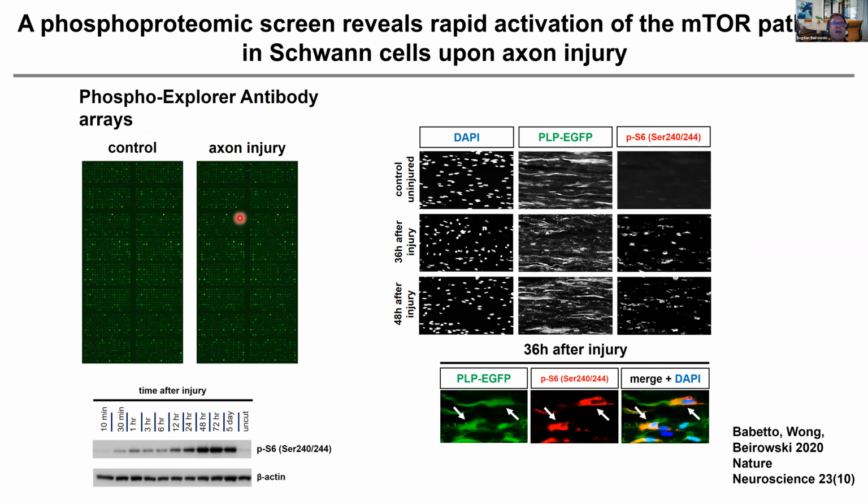What we found is very fast activation of the mTOR pathway in Schwann cells. Here you see a Western blot. Phospho-S6 is a widely used readout for mTOR activity in cells. And mTOR activity is already induced 30 minutes after injury. And this really happens in Schwann cells. This is the same immunofluorescence approach that you've seen before with these glycolytic enzymes. 36 hours after injury, before the axons degenerate, you see dramatically increased phospho-S6 staining in Schwann cells, co-localized in Schwann cells.